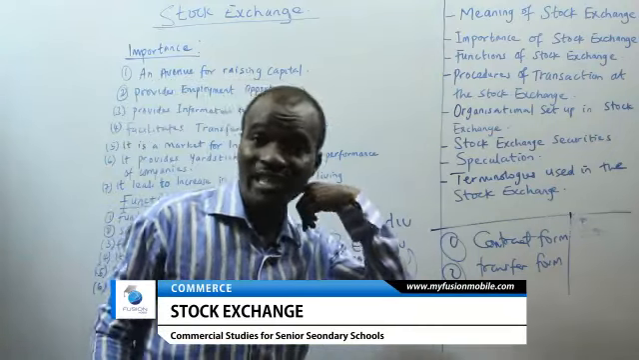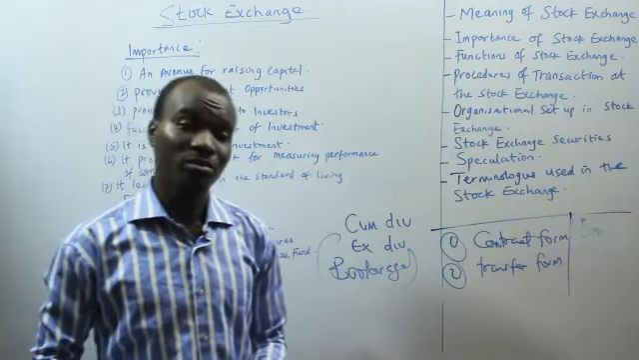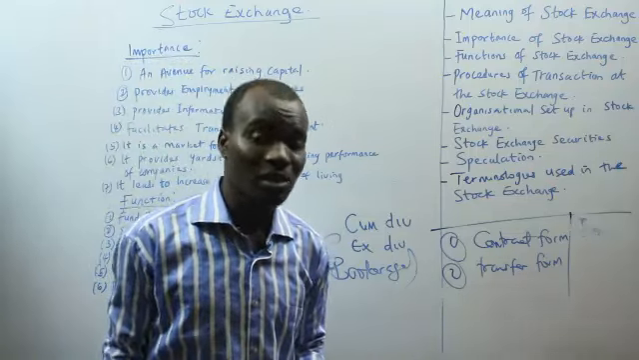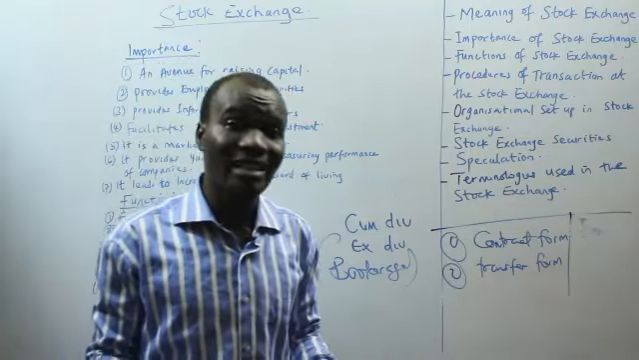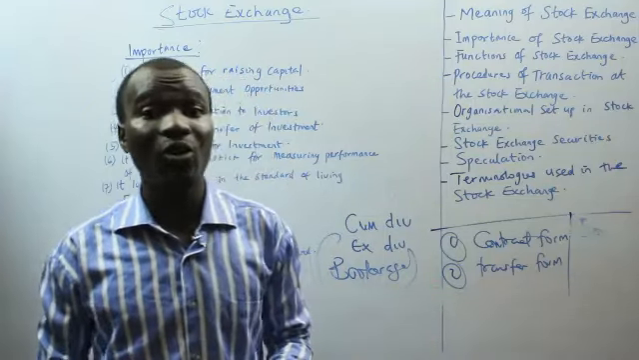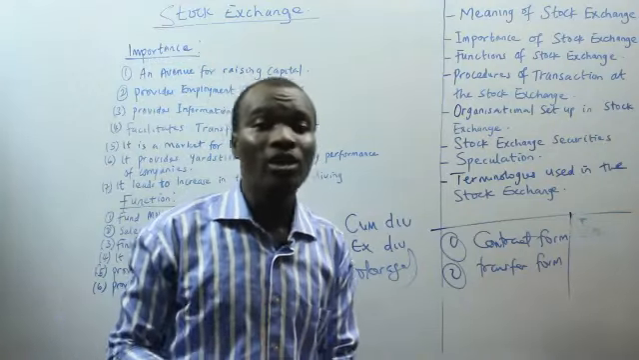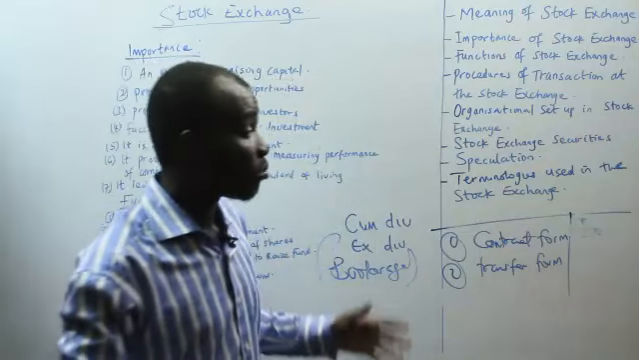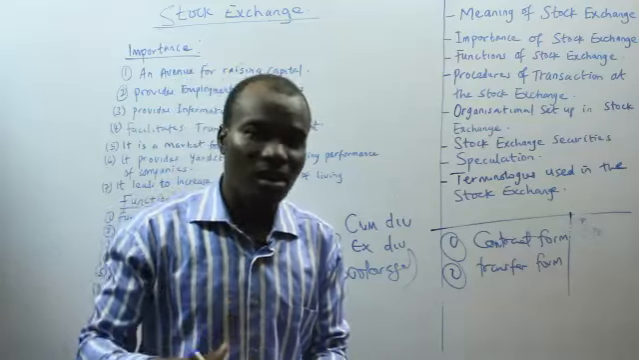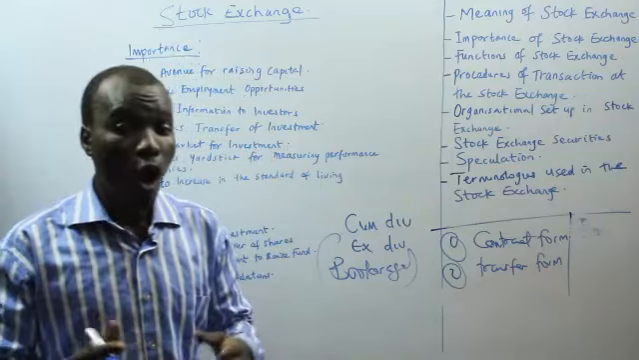We also have some agents that deal with the stock exchange: the unauthorized clerk and the authorized clerk. The unauthorized clerks are usually the agents of the stockbroker that work in the stock exchange, but they are not allowed to trade security at the floor of the exchange. The authorized clerks are also agents of the stockbroker, but they are allowed to trade security on behalf of the stockbrokers at the floor of the exchange.